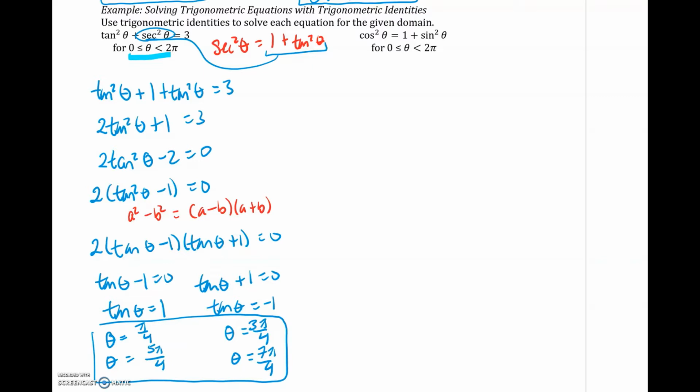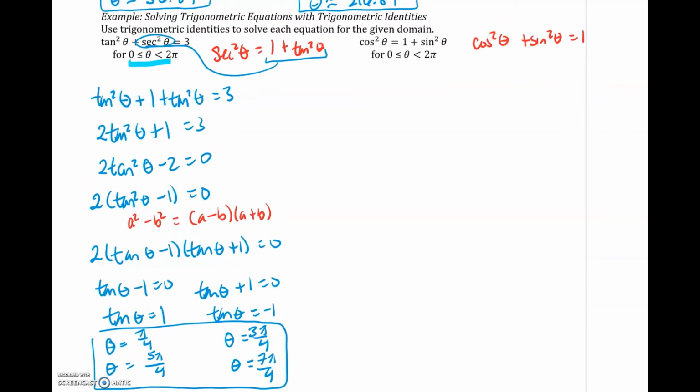Okay, so once again, what I want to do is I want to write this entire equation either in terms of cosine or sine, but not both. So I'm going to go back and look at my trig identities, and I'm going to find, hey, there's one handy one I can use. Cosine squared theta plus sine squared theta equals 1. So what I can do is I can either solve for cosine squared theta or sine squared theta. It really doesn't matter. It's your choice. And then replace the cosine squared theta or the sine squared theta of the original problem with the equivalent expression.